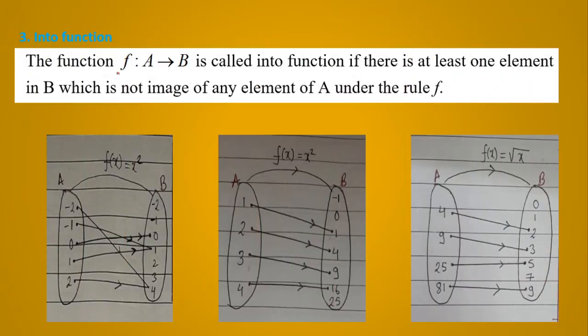Into function. If we have function f from A to B, then this is called into if there is at least one element in B which is not image of any element of A under the rule f. So in this example, if you see -2 does not have a preimage under this rule f. 1 does not have preimage, 2 does not have preimage, so this is into function. Same goes with this -1, 0 and 25. They don't have preimage. Here 0, 1, 7, they don't have preimage. So these are the examples of into function.